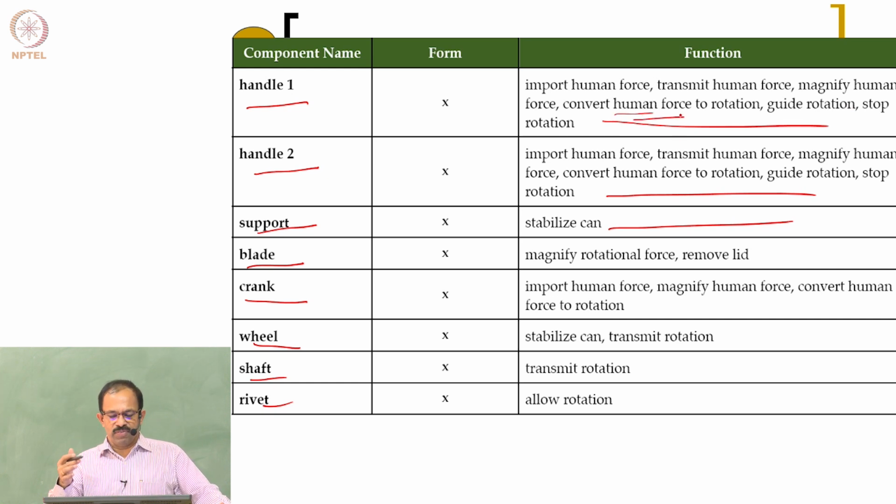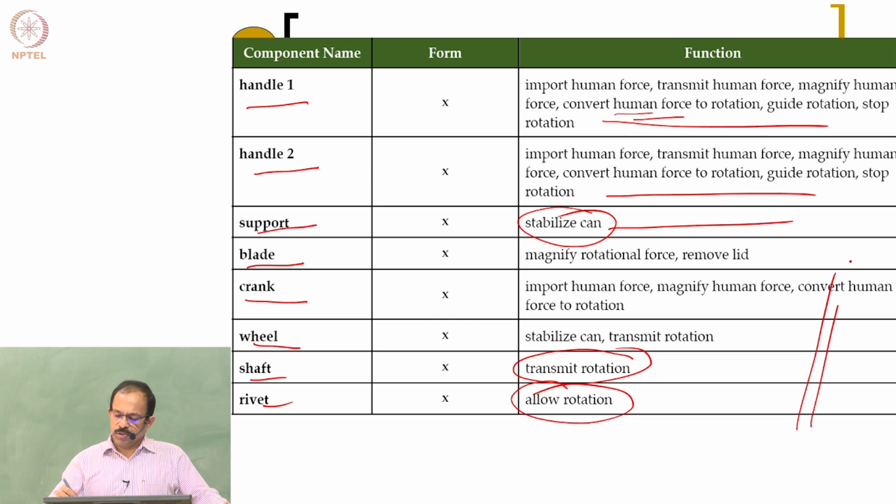So whenever you write the function, you have to use a noun and a verb. Stabilize, transmit rotation, allow rotation. This way you should be able to identify the function of each part in each product by writing it as a noun and a verb. That is the subtract and operate procedure, which is applicable only to existing products.